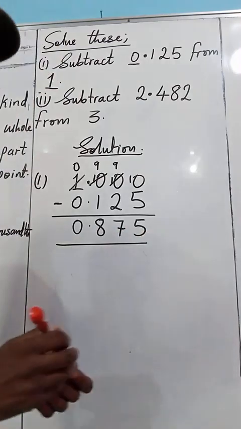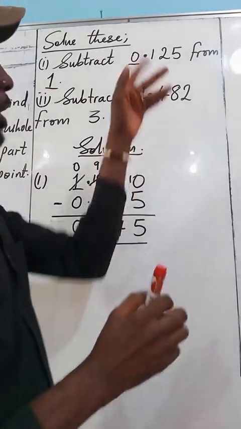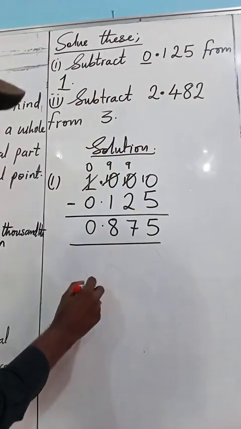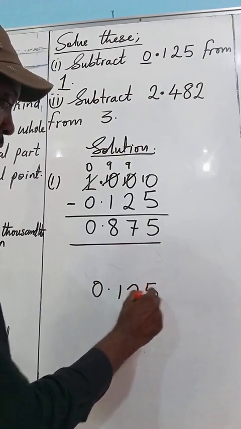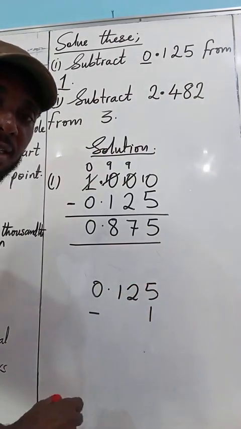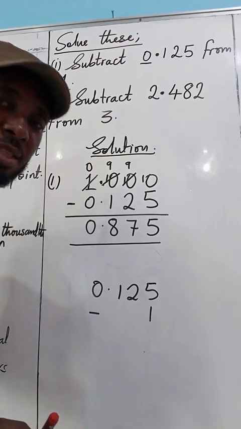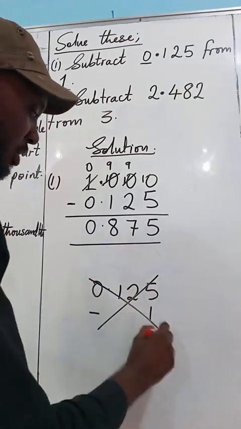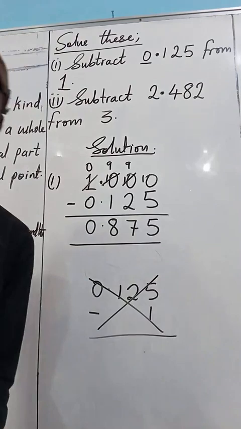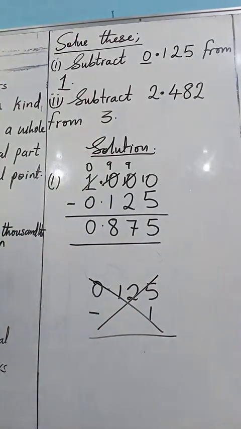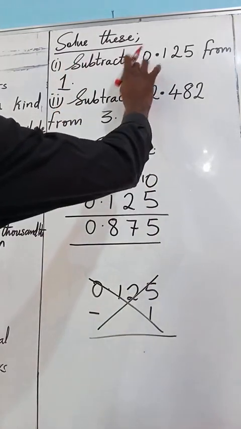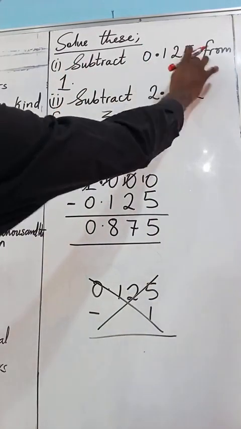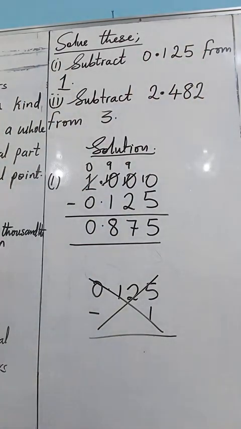This becomes your answer. Now, do not go and arrange it this way: 0.125 minus 1, and you start solving. It is wrong. That is not the right way to solve this. Remember that we have that 1, this is 0. The whole number here is 0, and these are fractional parts.